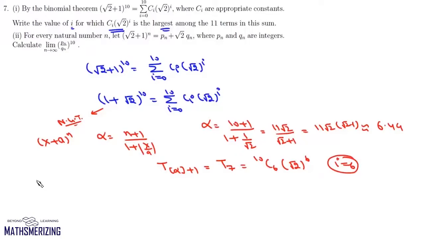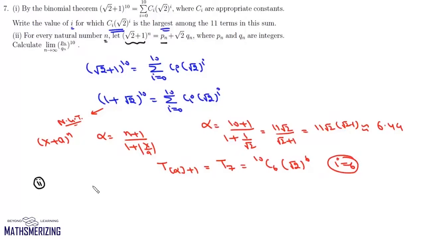Now we come to its second part. It says, for every natural number n, let (root 2 plus 1) to the power n be p_n plus root 2 q_n, where p_n and q_n are integers. Then we need to find this limit n tends to infinity (p_n upon q_n) to the power 10. Now if we take this limit here, it will be infinity. So we won't get any result from this.